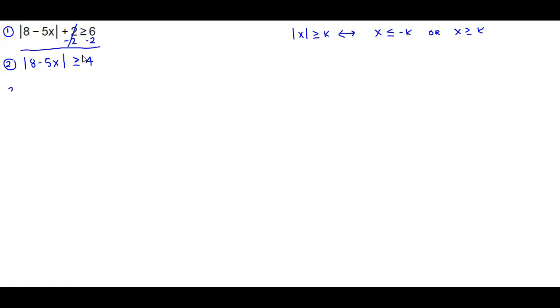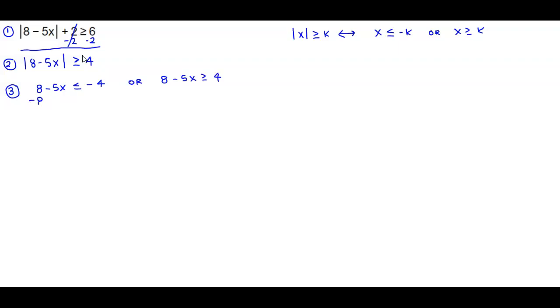So let's go ahead and rewrite this using those statements. So we have this expression, which is 8 minus 5x, and that's going to be less than or equal to negative 4, or we have 8 minus 5x, which is greater than or equal to positive 4. So now let's go ahead and solve for x.